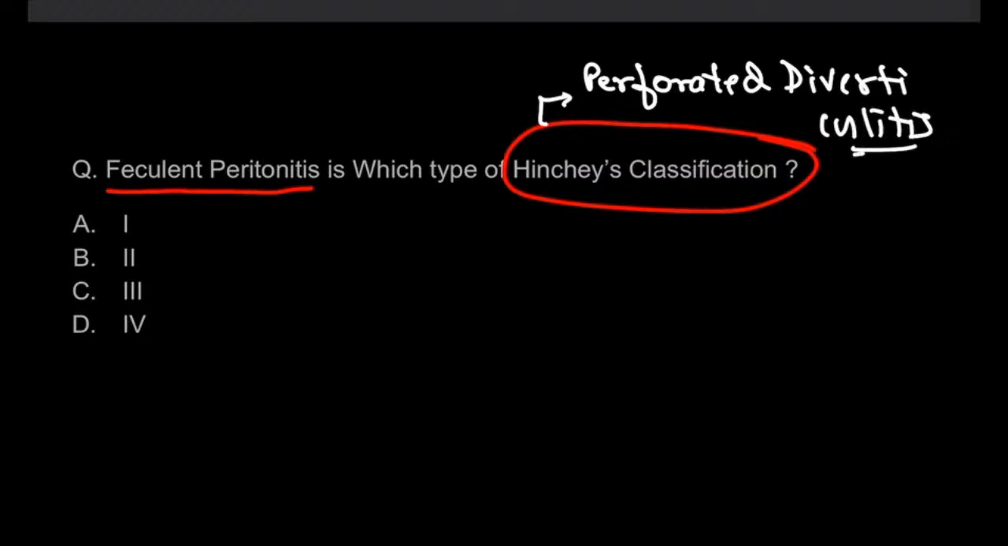So what I'm trying to ask you is feculent peritonitis. If at all the patient with diverticulitis comes to you with feculent peritonitis, what is the Hinchey classification? Is it type 1, 2, 3 or 4? If you say that this is a person suffering from Hinchey type 4, you're absolutely correct. It is Hinchey type 4, right?